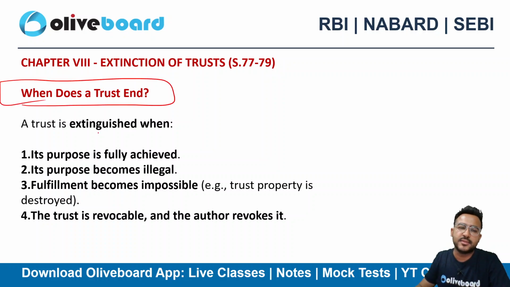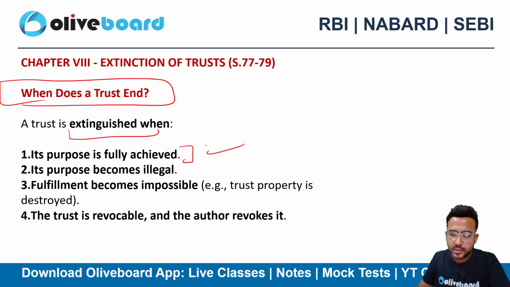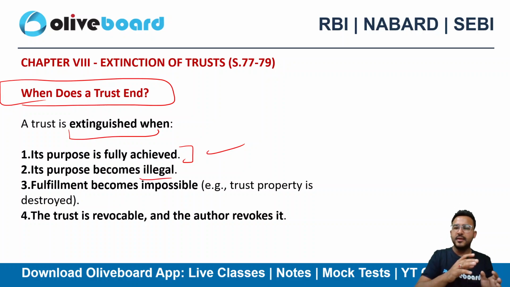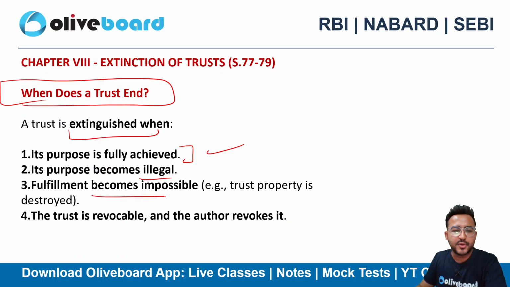ट्रस्ट खत्म कब होता है? जब उसका पर्पस अचीव हो चुका हो, राइट? पर्पस बिकम्स इलीगल. इवेंचुअली पहले लीगल था, इवेंचुअली इट बिकेम इलीगल. इन दैट केस ऑल्सो ट्रस्ट खत्म करना पड़ेगा. वी नीड टू एंड द ट्रस्ट. Fulfillment becomes impossible. Let's suppose the trust property ही destroy हो गई. Now we cannot fulfill the purpose of the trust. In that case also the trust is extinguished.